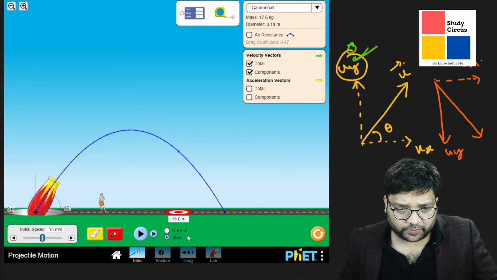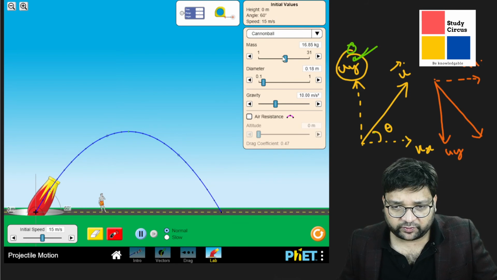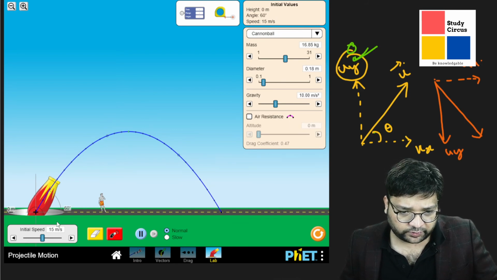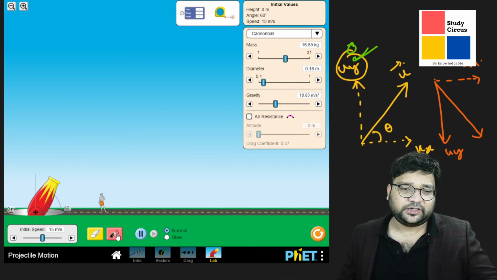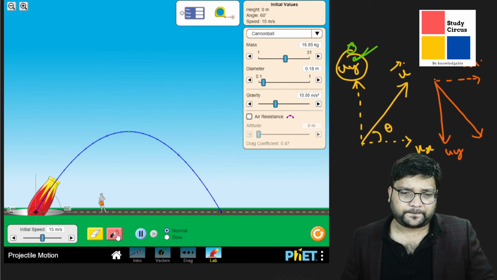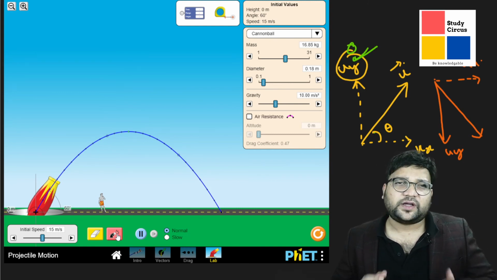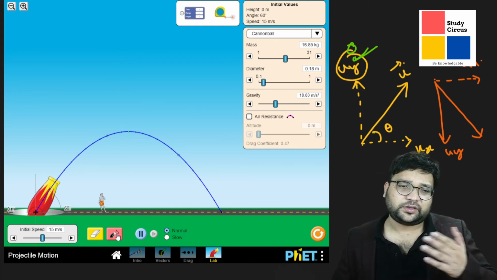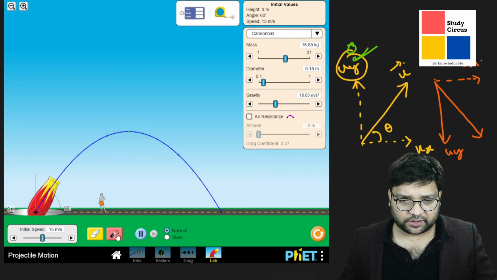Now we can give our own values also. So if you see, for this one, the angle is 60 degrees, the speed of projection is 15 meters per second. So this is the speed. Now we can actually verify what we have discussed. We can verify that from here.